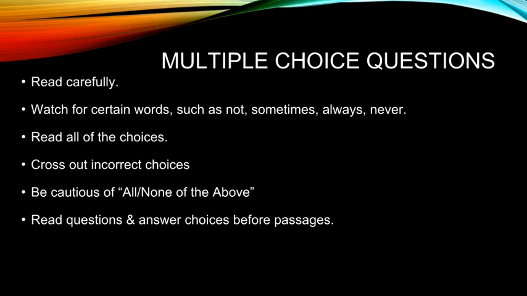If you can cross out one answer, then all of the above is no longer a choice. Similarly, if you know that at least one of the answer choices is correct, then none of the above is incorrect. If you think there are two correct answers and all of the above is an answer choice, then it could be the answer. Read the question and possible answers before reading a passage. This allows you to read for a purpose of finding the answer.